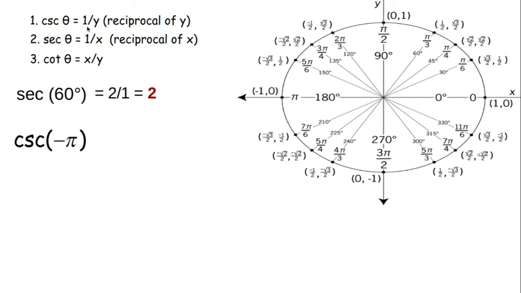Cosecant says do 1 divided by the y coordinate or the reciprocal of y if y is a fraction, but y is not a fraction. Y is just 0. So when we plug it in, we do 1 divided by 0, and remember, 0 on the denominator would be undefined.